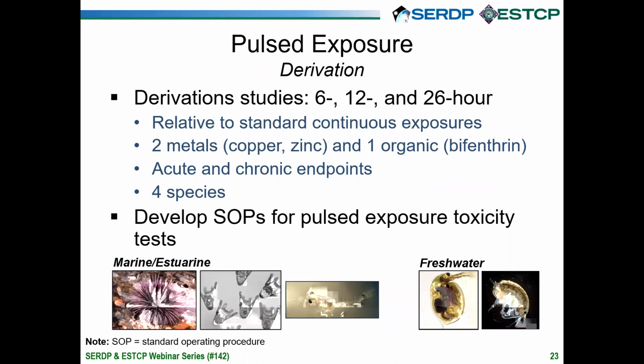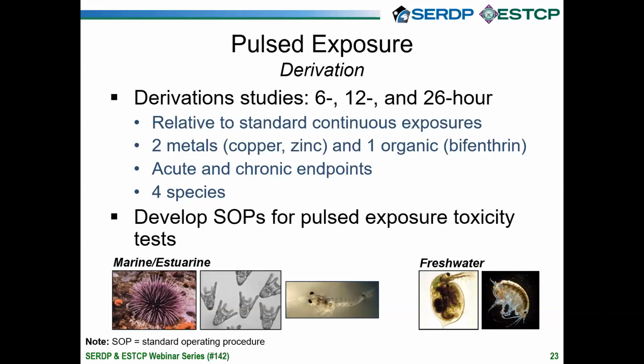So the first aspect of our project consisted of a series of experiments that derived baseline data for pulsed exposure toxicity testing using multiple species and toxicants. So for our tests, we evaluated chronic embryo larval development tests using purple sea urchins and acute survival tests using the marine mysid shrimp and the freshwater flea and amphipods.